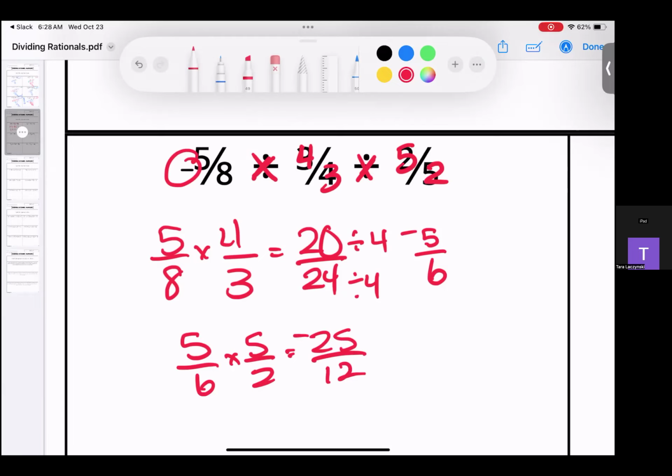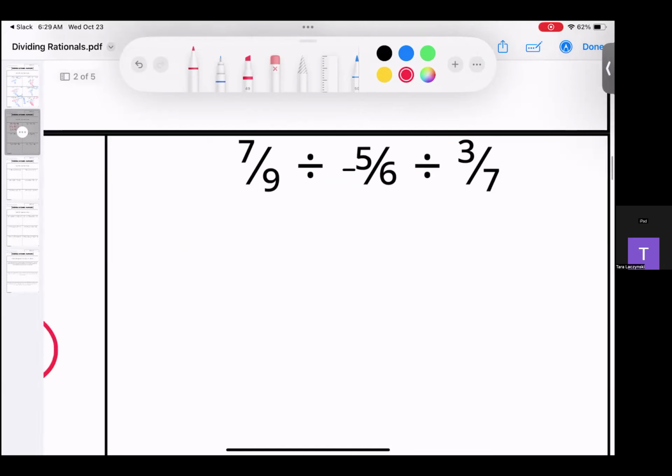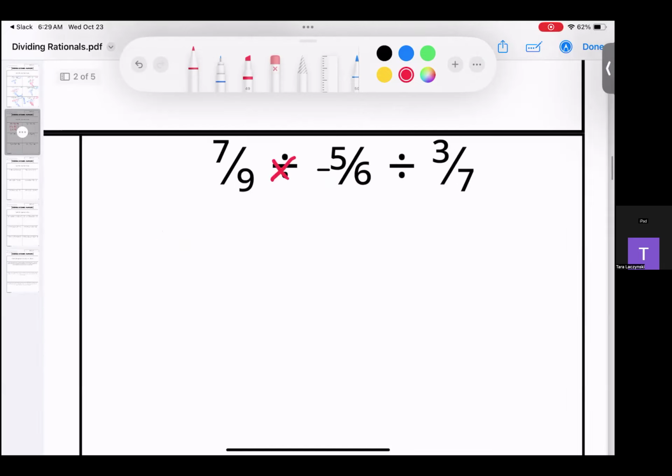This is negative 25 over 12. This is improper, don't leave it. I can take 12 out of 25 two times with one piece left over. Negative 2 and 1/12. If you got negative 25 over 12, I get it. We do want to do our best not to leave it in that form. All right, multiply by opposites.